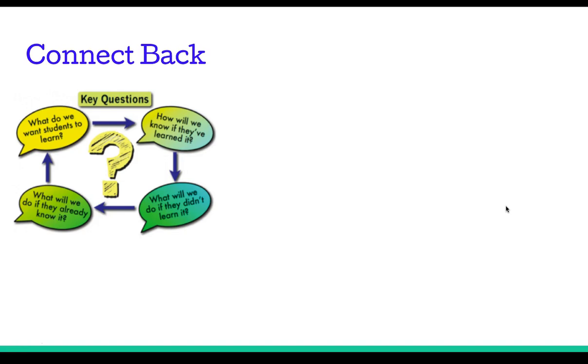Question number 2 is, how will we know if they've learned it? That's really focusing and talking about common formative assessments and how we use assessment in an intentional way. So we'll start diving into that a little bit more in April. And then question 3 is, what will we do if they didn't learn it? So you get that information from the common assessments. And then question number 4 is, what will we do if they already know it?